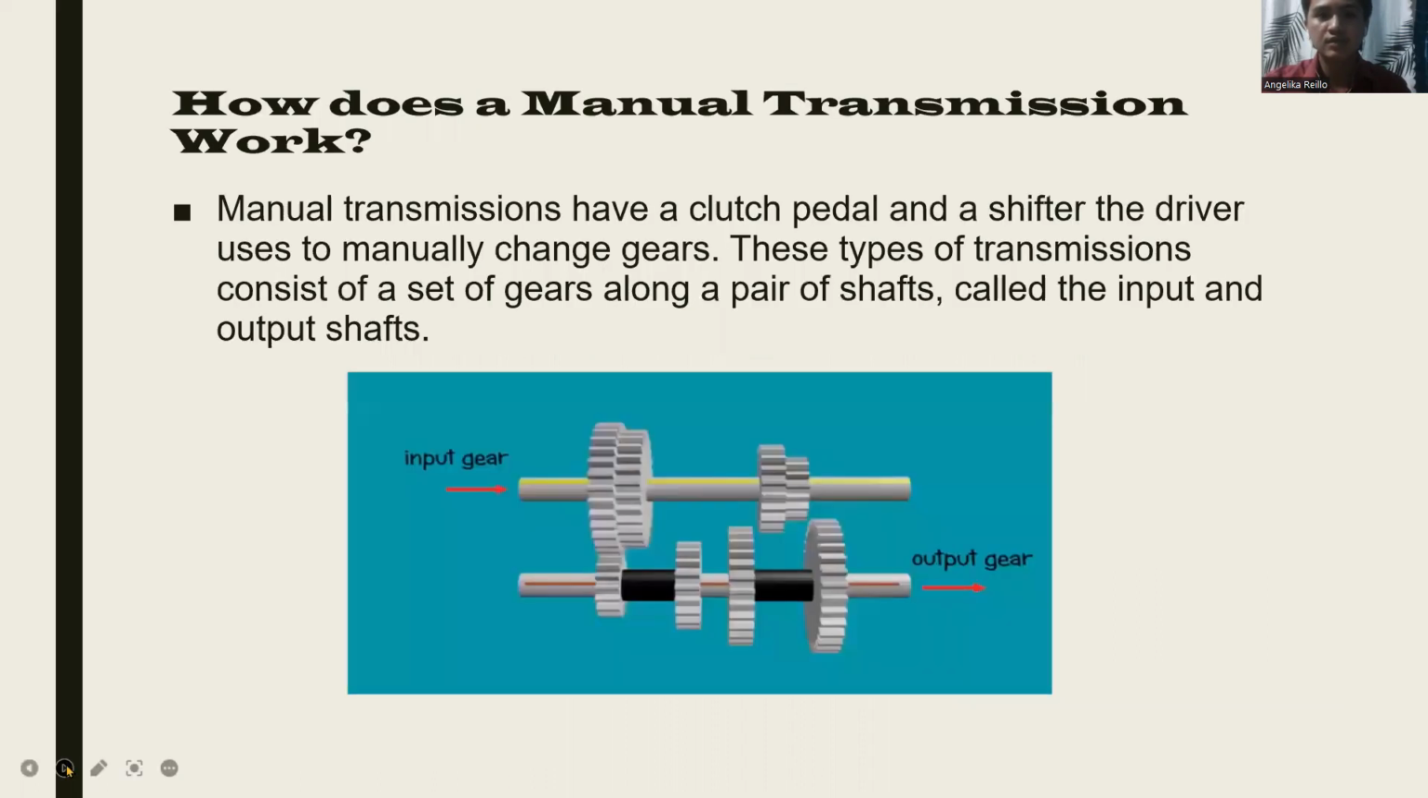How does manual transmission work? Manual transmission has a clutch pedal and a shifter the driver uses to manually change gears. This type of transmission consists of a set of gears along with a pair of shafts called the input and output shafts.